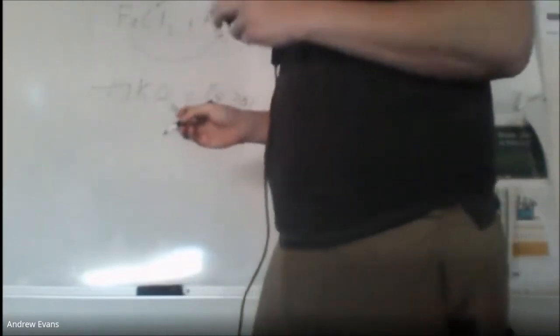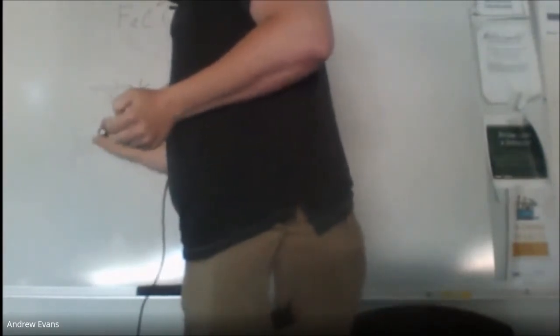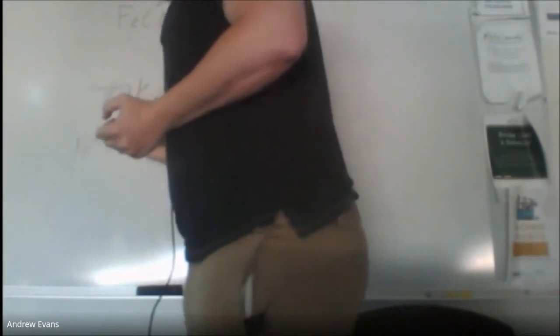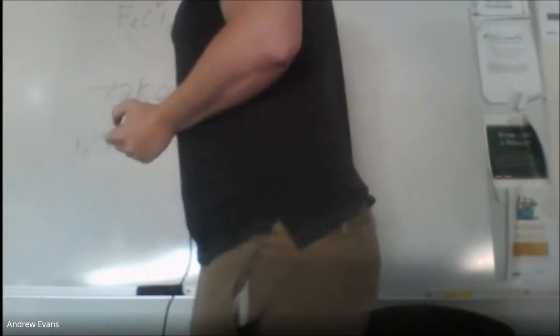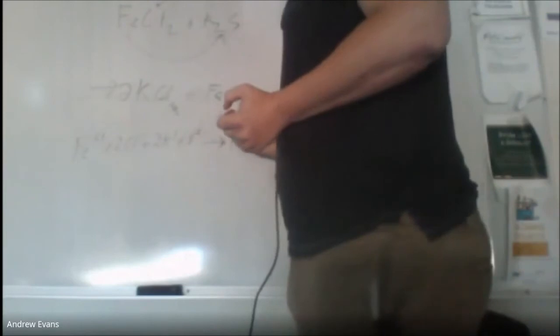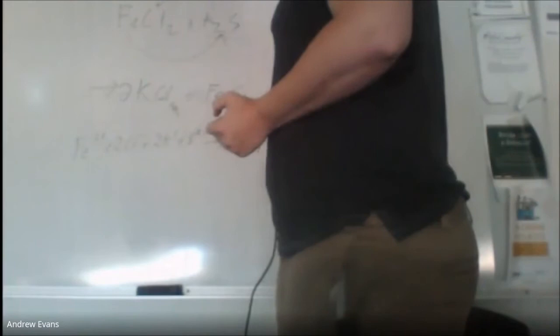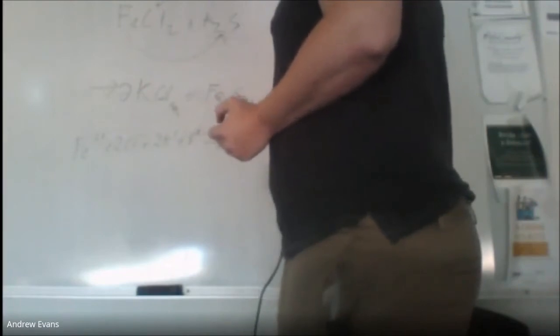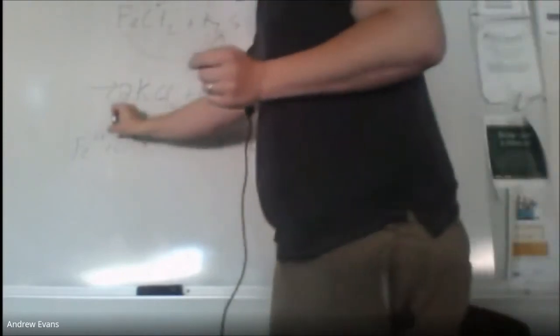And so what does that mean? When we break this down into net ions, you have Fe2+, 2Cl- plus 2K+, plus S2- goes to FeS solid and 2K+ and 2Cl-. For the net ionic equation, we then cancel out everything that is identical on both sides.